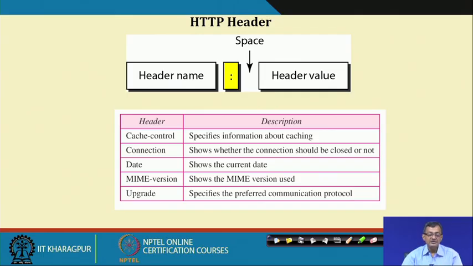So, if we look at the HTTP header, it is the header name, a colon, a space, and the header value. There are different types of headers, like cache control, which specifies information about the caching. Connection shows whether the connection should be closed or not, date, current date, MIME, upgrade, and so on and so forth.